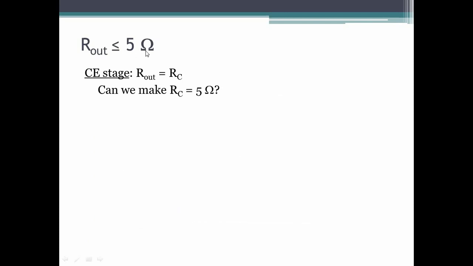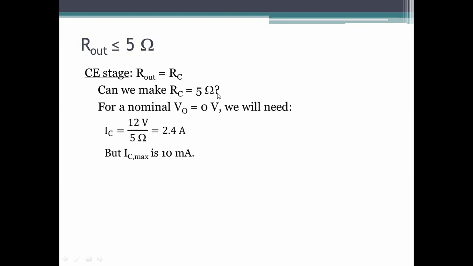So again we ask the question, can a common emitter stage give us an R out of 5 ohms? Now we know that the output resistance of a common emitter stage is RC. We've seen this before. So the question is, can we make RC equal to 5 ohms? Let's see. RC value depends on the DC collector voltage of that stage, the common emitter stage. Let's assume some nominal value 0, because we have plus 12 minus 12, so in between, 0.